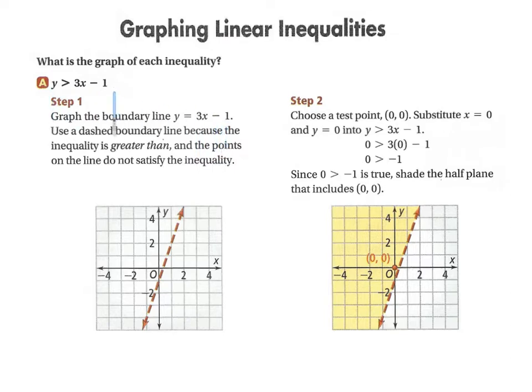But usually when it's already written in y equals mx plus b, we get our 2 points from the y-intercept. So we come down here, we put a point at -1 on the y-axis. Then we use the slope, 3/1, to get our second point, and then we draw our line. After we draw our line, either dotted or solid, depending on the inequality symbol, we have to figure out which side of the graph to shade.